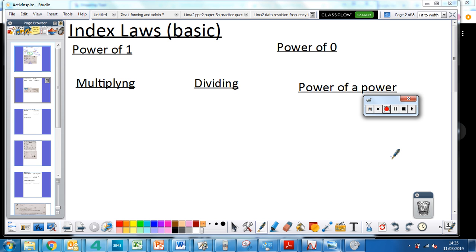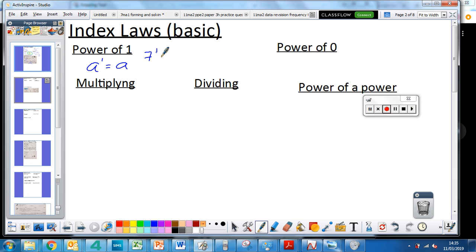Okay, next revision guide for us is on index laws. I'm picking out the really basic index law questions here so that we can do this in two parts. Simple stuff here. Anything to the power 1 stays exactly as it is. That means, for example, 7 to the power 1 is just simply 7.